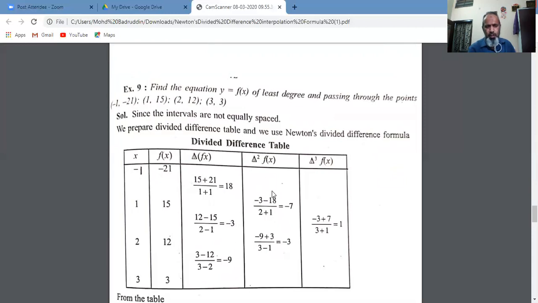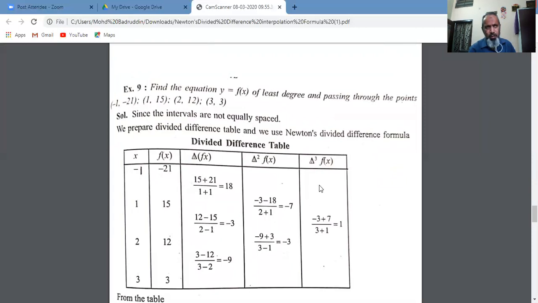Now how to construct the second divided difference column? It is the difference of first divided differences by x2 minus x0. So this is minus 3 minus 18 by x2 which is 2, 2 minus (minus 1). So it is minus 7. Then minus 9 minus (minus 3) by 3 minus 1, so it is minus 3.